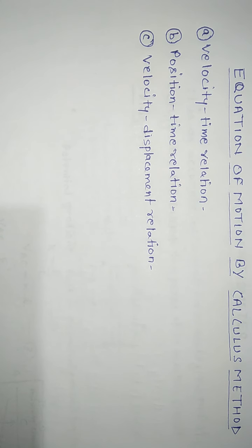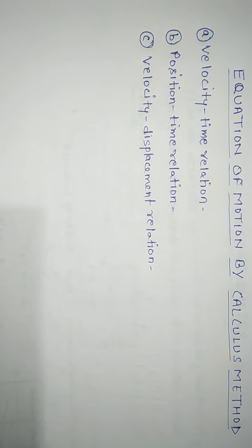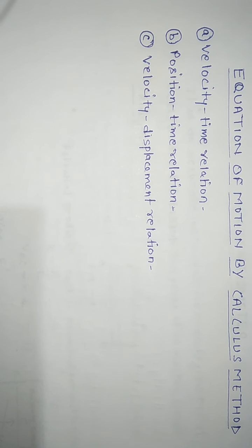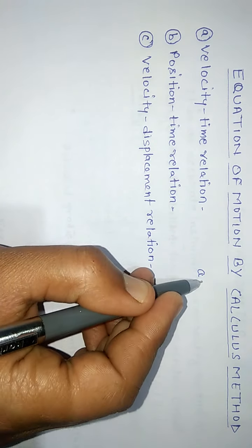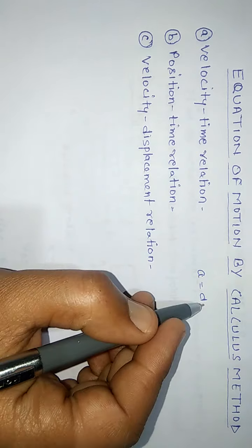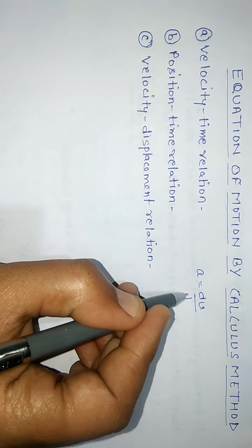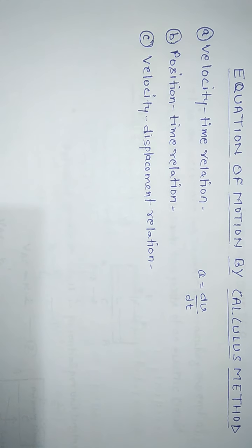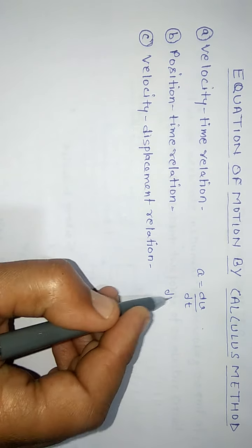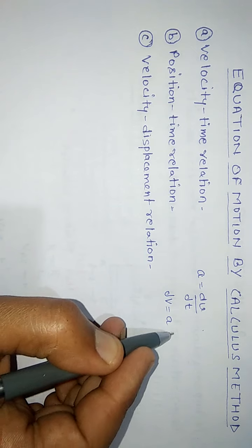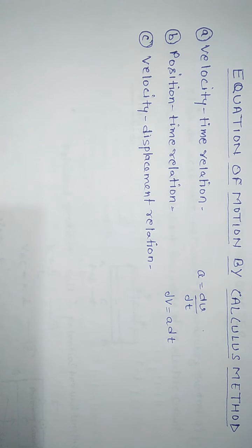For velocity time relation, we know that the instantaneous acceleration of an object is given by a is equals to dv upon dt. Acceleration is change in velocity upon time taken, or this can be written as dv is equals to a dt.